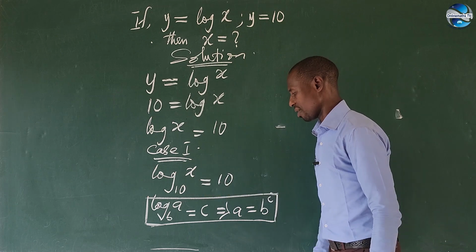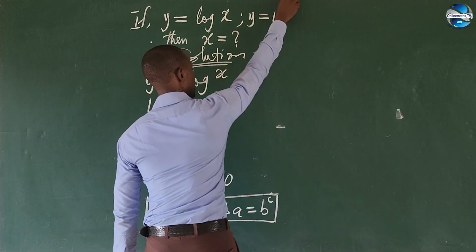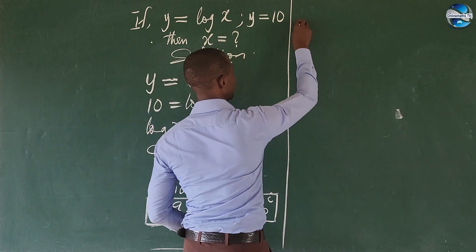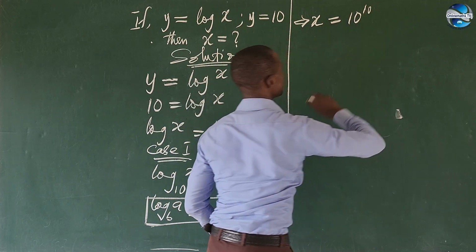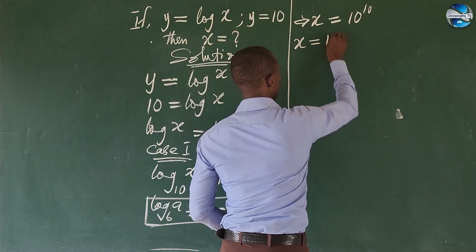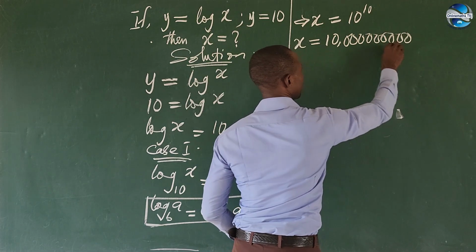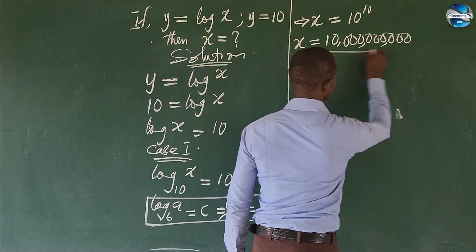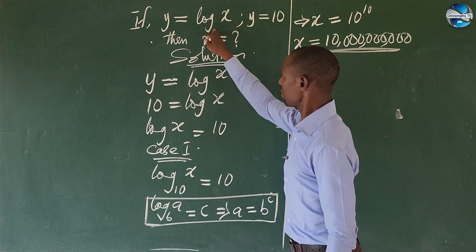So look at what we have here now. We can convert this to index form so that we get our x straightforward. This gives us x is equal to 10 to the power of 10. And what is 10 to the power of 10? That will just give us 1 followed by zeros: 1, 2, 3, 4, 5, 6, 7, 8, 9, 10. So this is the value of x that will satisfy this equation if this is given to base 10.